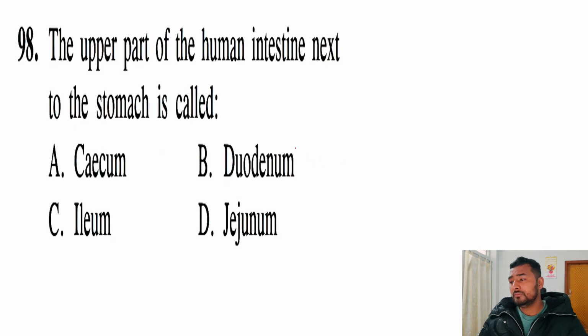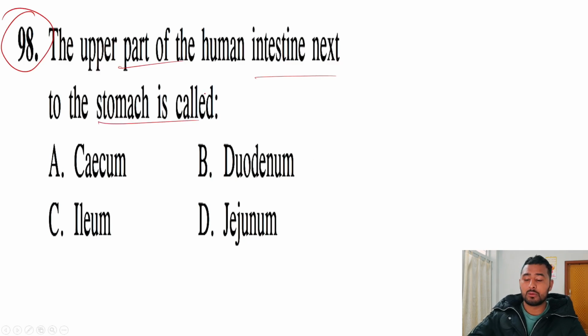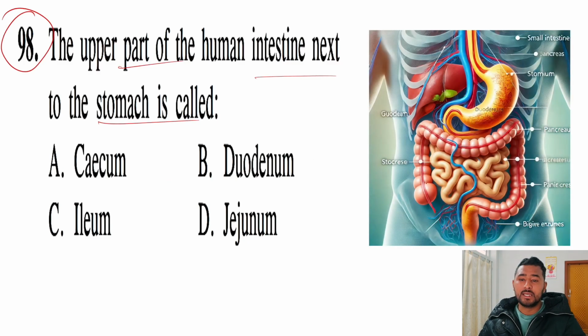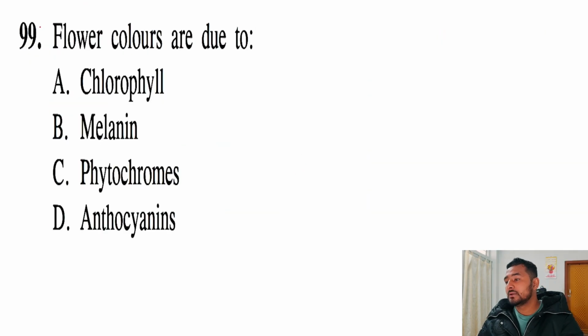Let's go for question number 98. The upper part of the human intestine next to the stomach is called. So next to the stomach, what do we have? You can see this is the stomach, and next to it, the upper part of the human intestine. They're asking about the duodenum, which is connected with the small intestine. So the answer will be option number B. Remember, duodenum.